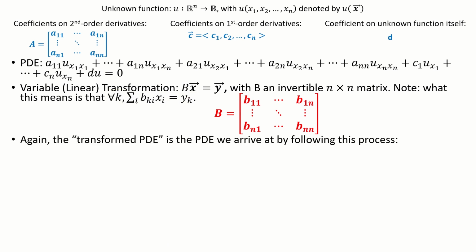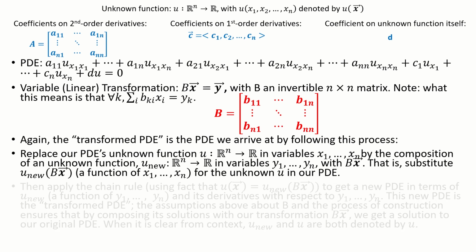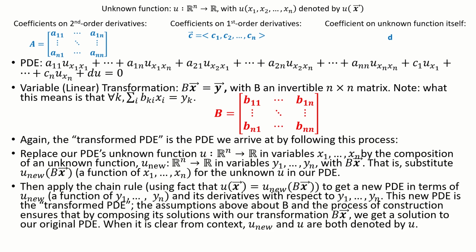Once again, the transformed PDE is defined to be the PDE we arrive at by the following process. We substitute the unknown function, u nu of bx, for the unknown u in our PDE, and then we apply the chain rule to get a new PDE in terms of the new function and its derivatives with respect to the new independent variables. It's our assumption that b is invertible, together with the process that we use to construct this PDE, that ensures we can get a solution to our original PDE.